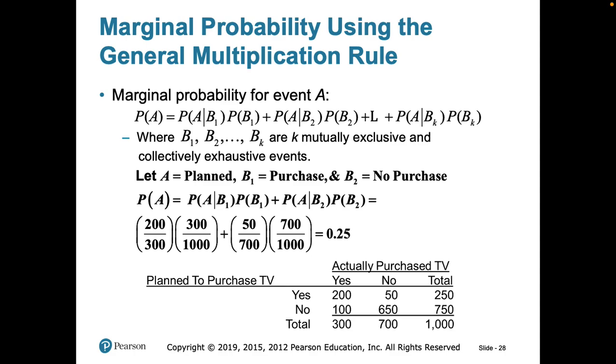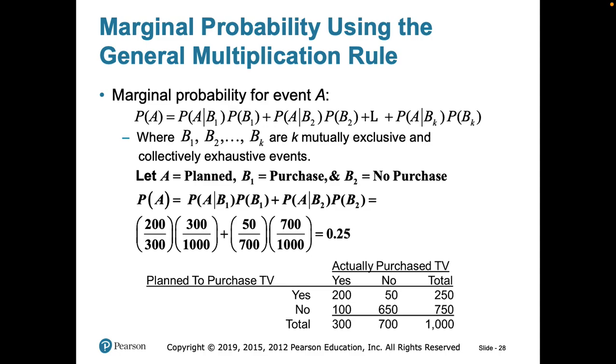What about the marginal probability using the general multiplication rule? The marginal probability for event A, the probability of A, equals the probability of A given B1 times the probability of B1, plus the probability of A given B2 times the probability of B2, plus and so on, up to the probability of A given Bk times the probability of Bk. Remember, all of these B's are mutually exclusive and collectively exhaustive events.